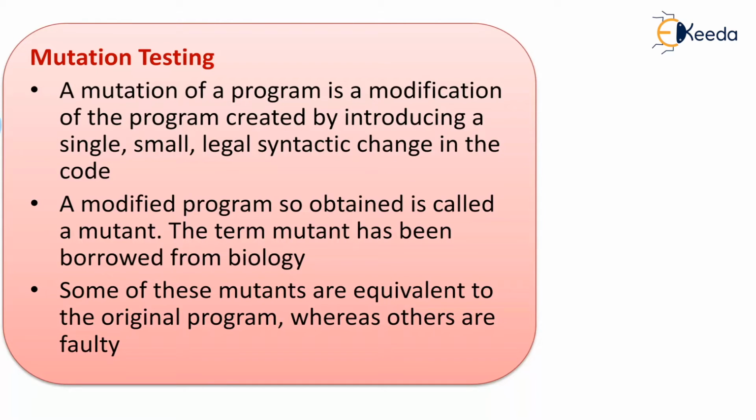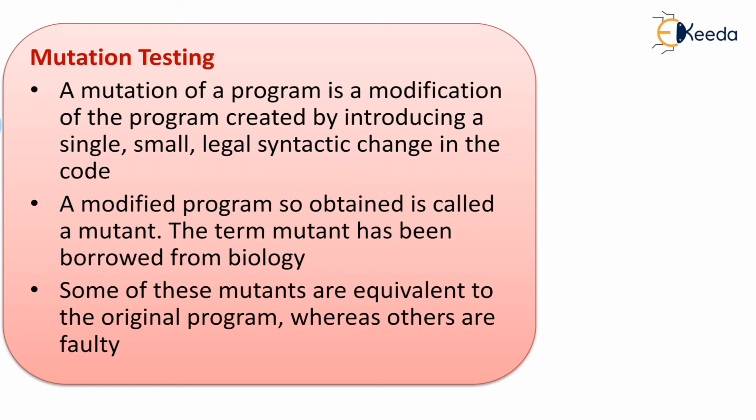A mutation of a program is a modification of a program created by introducing a single small legal syntactic change in the code. That means your original program is made into a replica, and a number of changes are made there. Those changes in a mutant program are kept extremely small so that they do not affect the overall program.